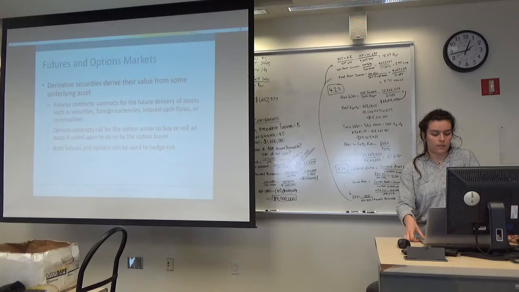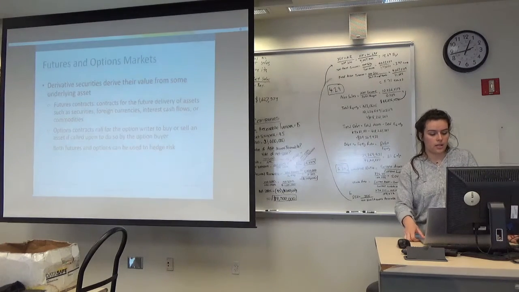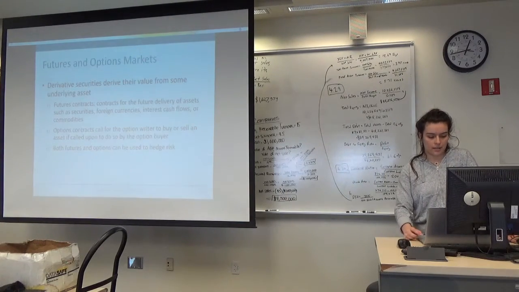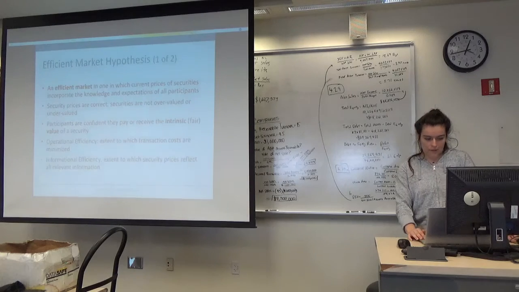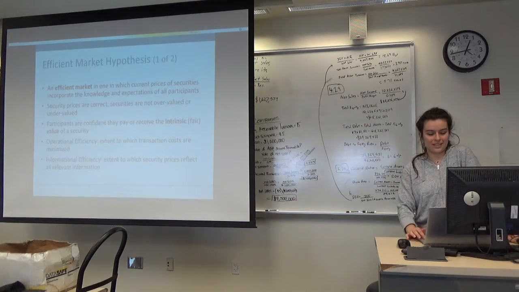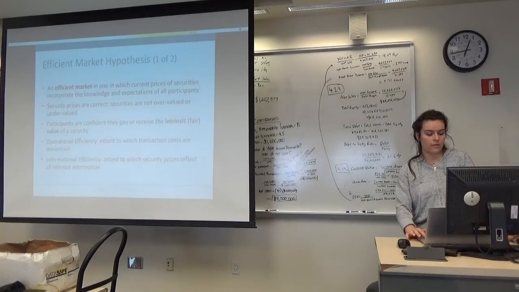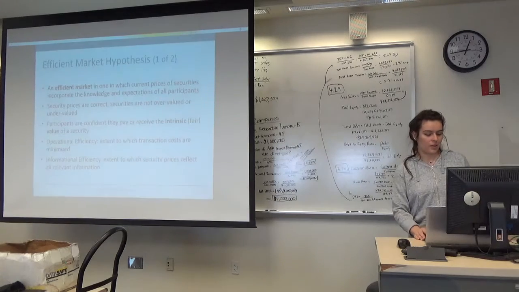And then the futures and options markets are derivative securities, deriving their value from some underlying asset. And then an efficient market is one in which current prices of securities incorporate the knowledge and expectations of all participants. They are correct, so securities are not overvalued or undervalued. Participants are confident they pay or receive the intrinsic value of a security. Then operational efficiency is the extent to which transaction costs are minimized. Informational efficiency is the extent to which security prices reflect all relevant information.